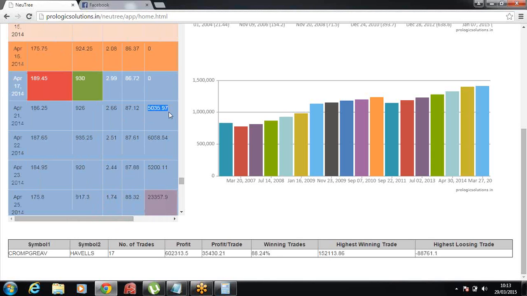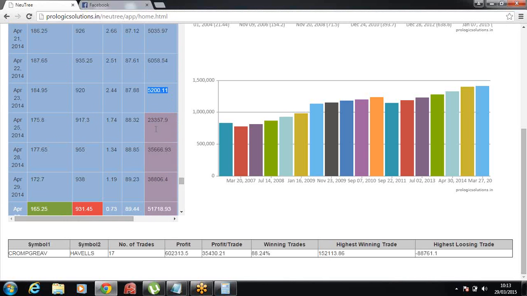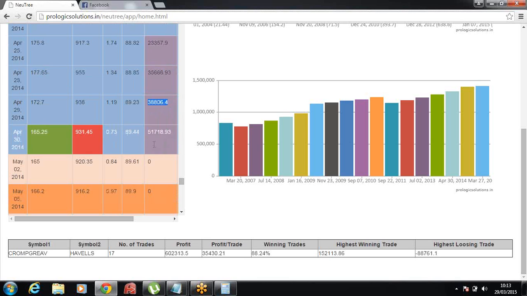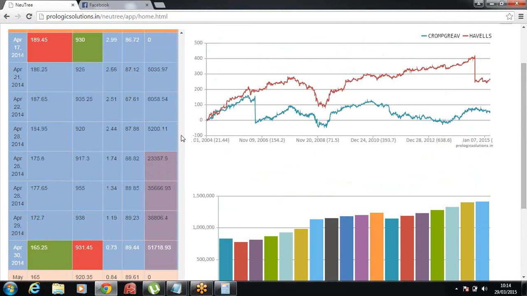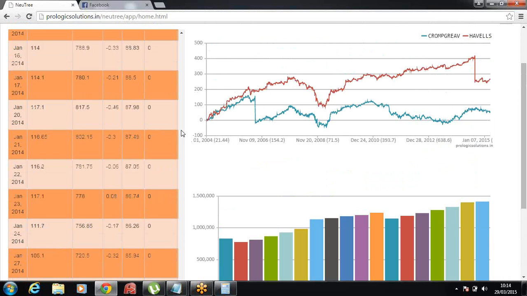Now we enter into the trade and you can just see the profit. So the second day is around 5,000, the third day is around 6,000, the next day it is around 5,000, and then it went up to 23,000, 35,000, 38,000, and finally it closed at 0.7, that is a total profit of 51,000 rupees. Now your investment is roughly around a lakh of rupees. So that gives you a 50% return on your investment. So this is the third trade.